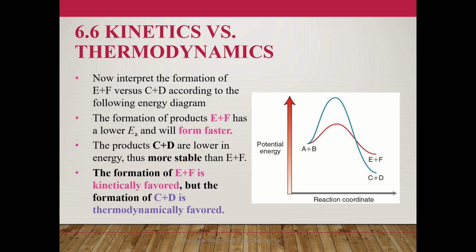Now, there can be cases where kinetics and thermodynamics are actually competing. Looking at the formation of E and F versus C and D, according to the following energy diagram, the formation of E and F has a lower activation energy and will occur quicker than the formation of C and D. However, the products C and D are lower in energy and therefore are more stable than forming E and F. The formation of E and F will therefore be kinetically favored by speed and activation energy, but the formation of C and D is thermodynamically favored still, because those products of C and D are lower in energy than E and F, making them more stable.